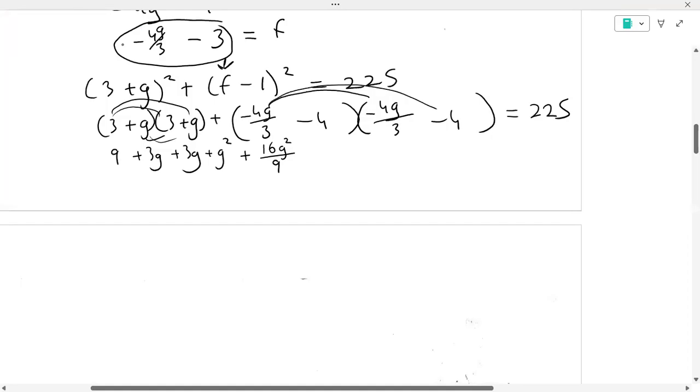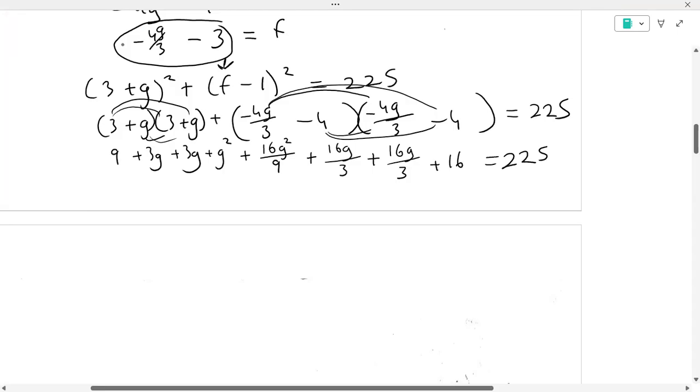Okay, so now I'm going to multiply: minus by minus is plus. I have 4 by 4, so 16g over 3. I'm now going to multiply the two of these. Minus by minus is plus 16g over 3. Minus by minus is plus 16. So this is where we're at now.